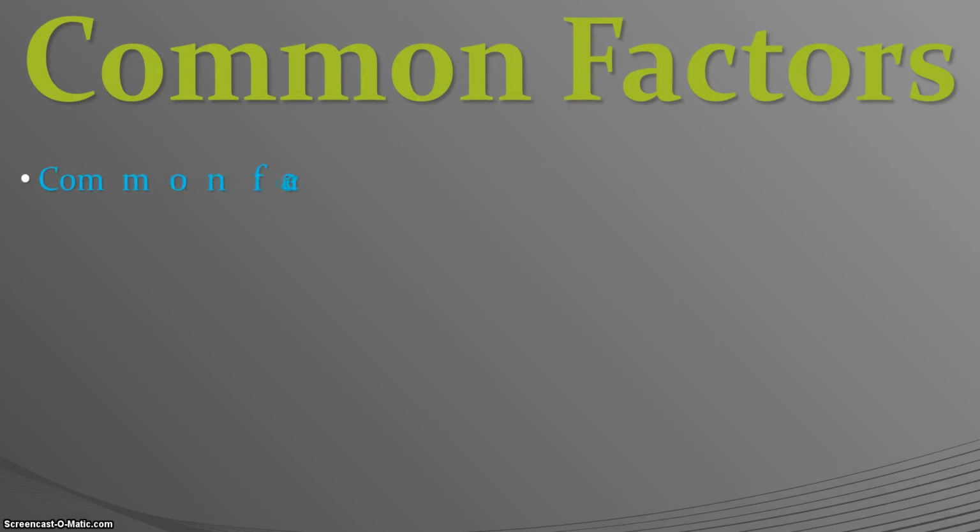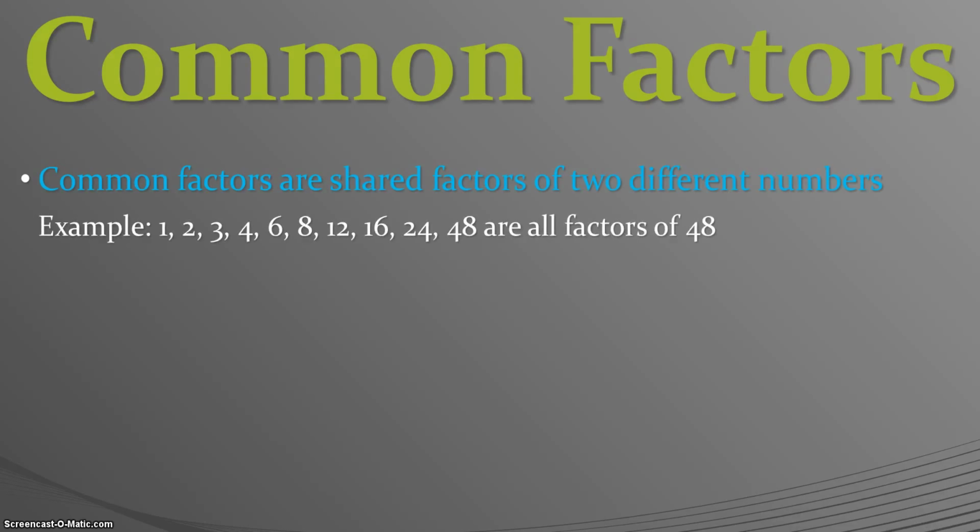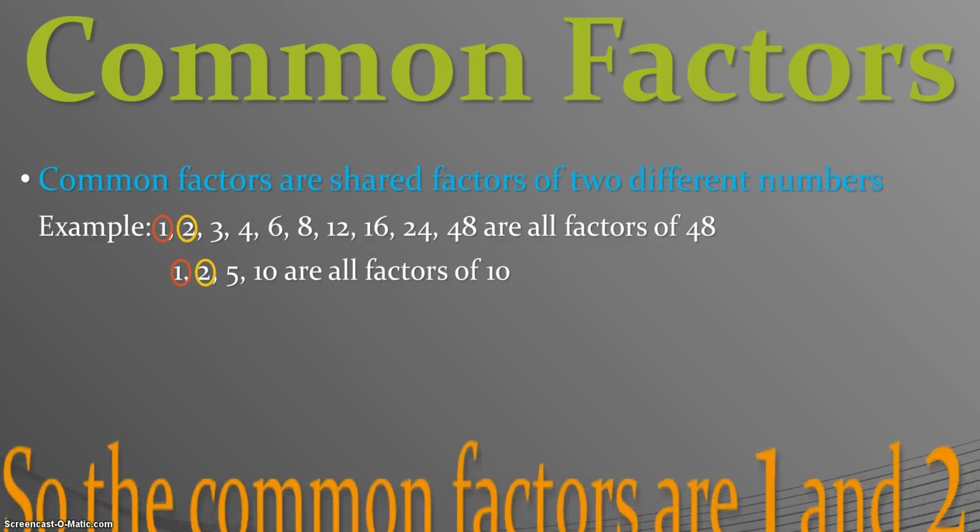Now, common factors are shared factors of two different numbers. So for example, 1, 2, 3, 4, 6, 8, 12, 16, 24, and 48 are all factors of 48, but 1, 2, 5, and 10 are all factors of 10. The ones they have in common are 1 and 2. So these are the common factors.